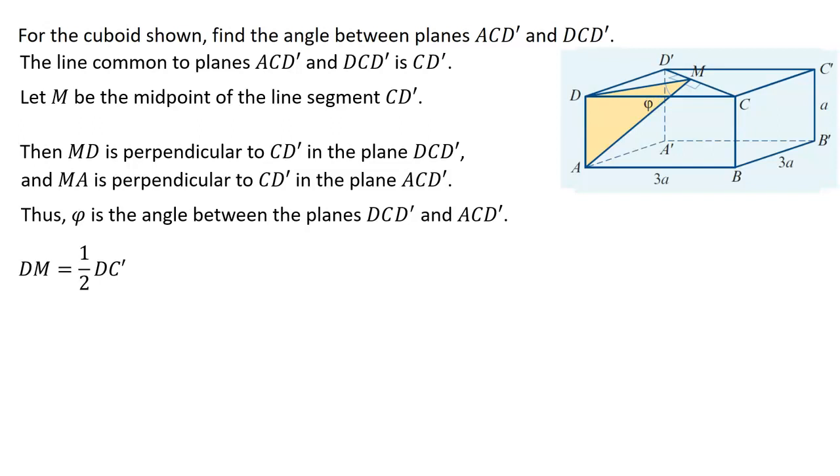So D to M is half of the distance D to C dash. I can use Pythagoras to find DC dash. That's just the square root of 3a all squared plus 3a all squared, which is 3a root 2. And then I'm multiplying that by a half because I only need to the middle of the cuboid, not all the way across.